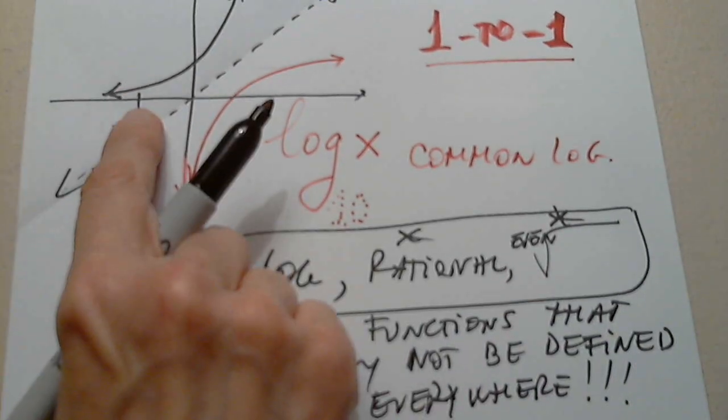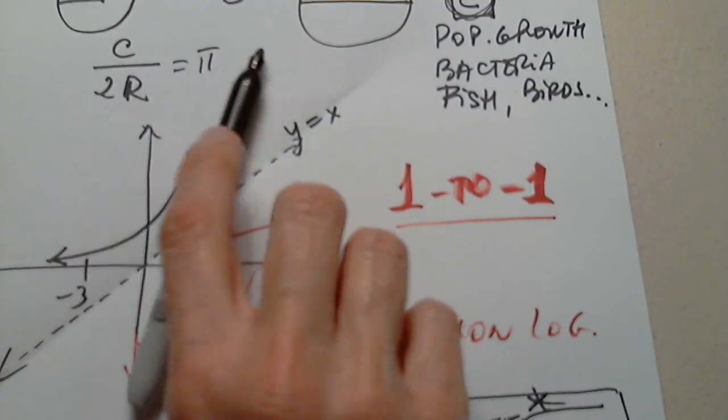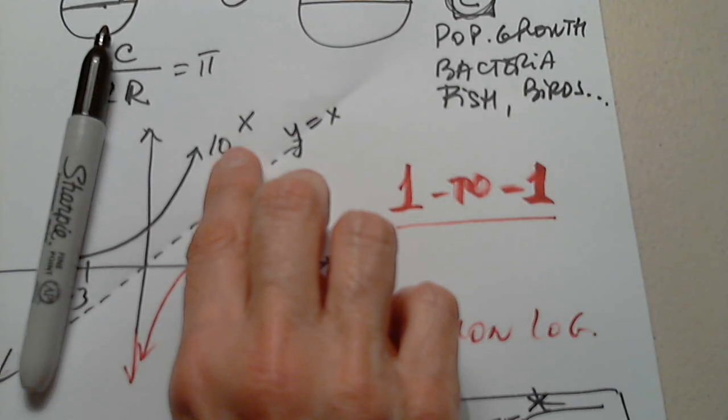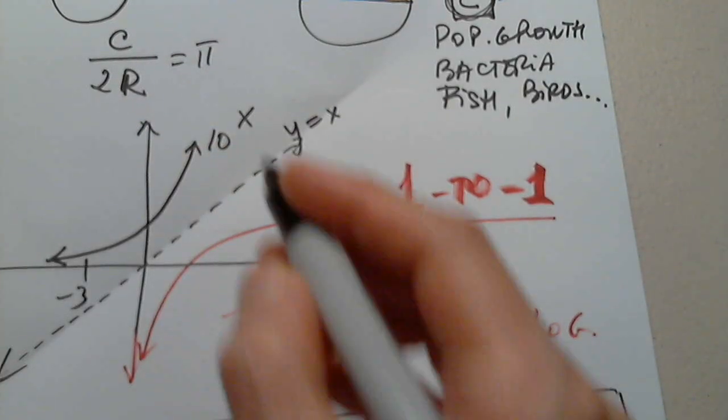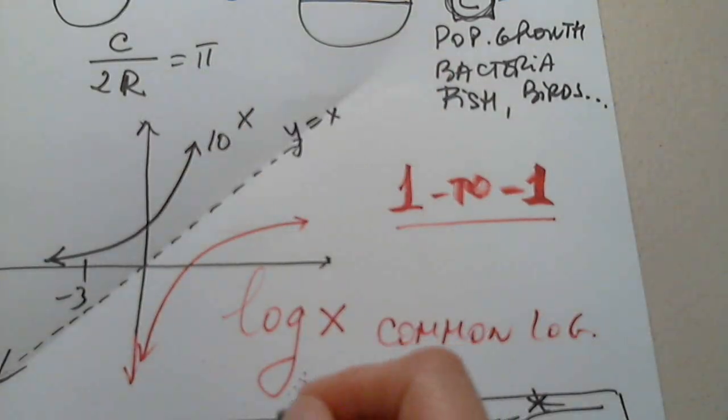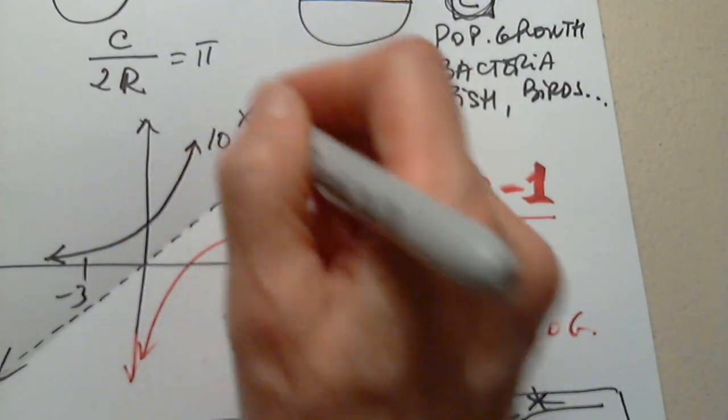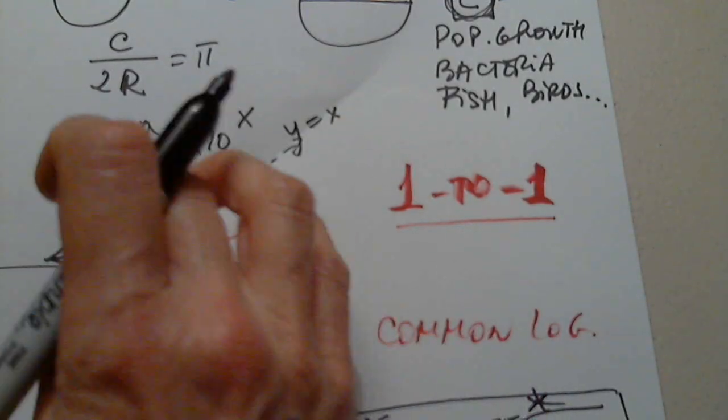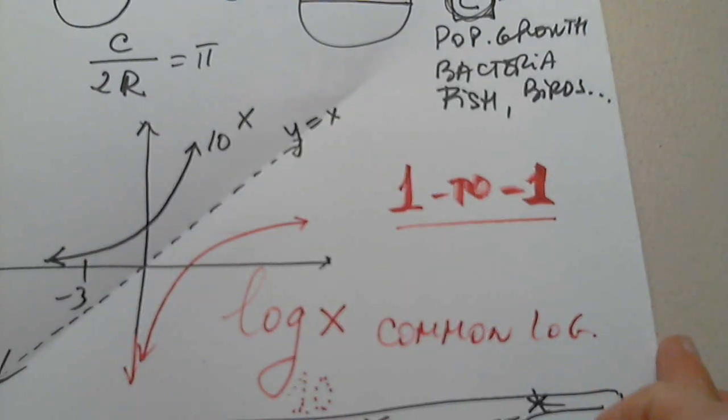Okay, so this is the case in which the base is greater than 1. And this has to be the same base. If this is base 2, this has to be base 2. If this is base 5, this has to be base 5. Otherwise, they will not be inverses of each other.